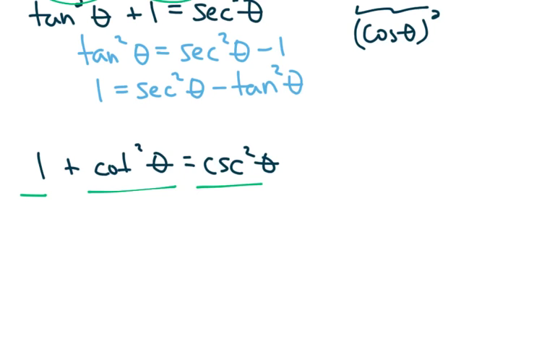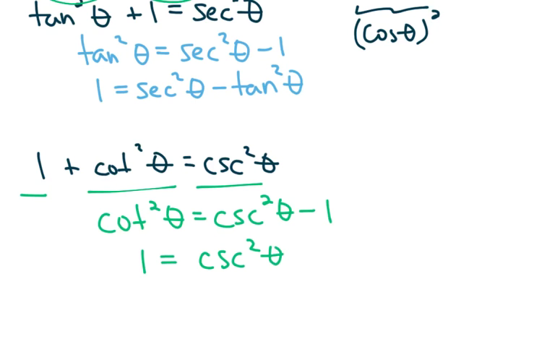The variations on this are, if you subtract 1 from both sides, you get cotangent squared is equal to cosecant squared minus 1. Or if you subtract cotangent squared from both sides, you get 1 is equal to cosecant squared minus cotangent squared.